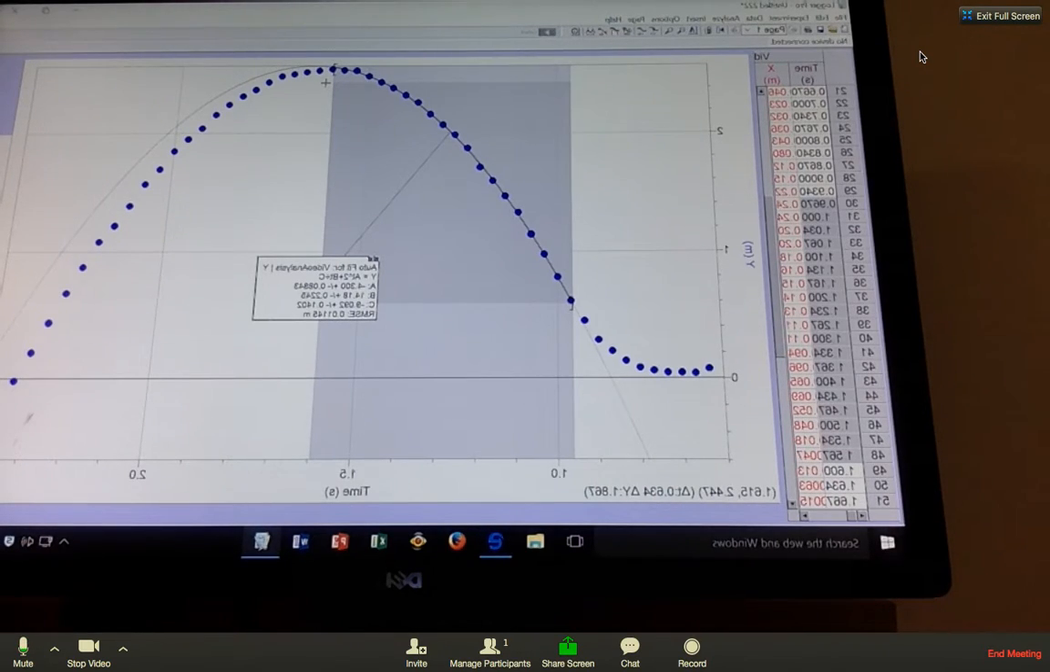Negative 4.3 t squared plus 14 t, in fact, minus 9.1. This is what I got in my model for the ascending part. Are we all there? In my case, yours is different.